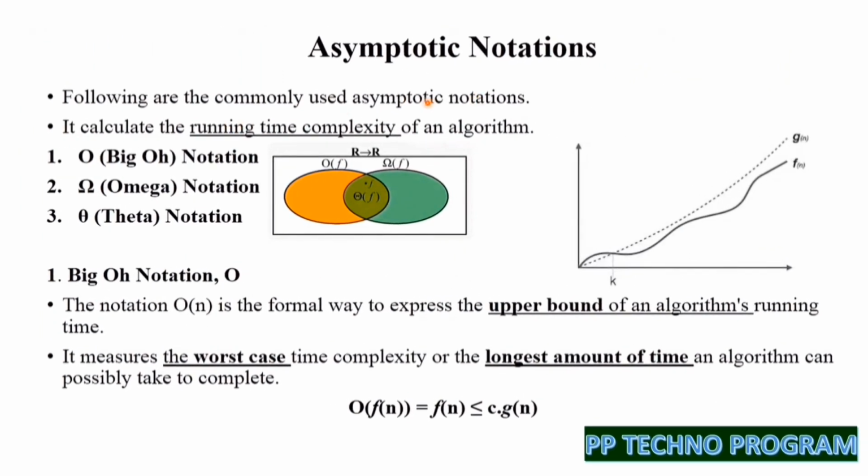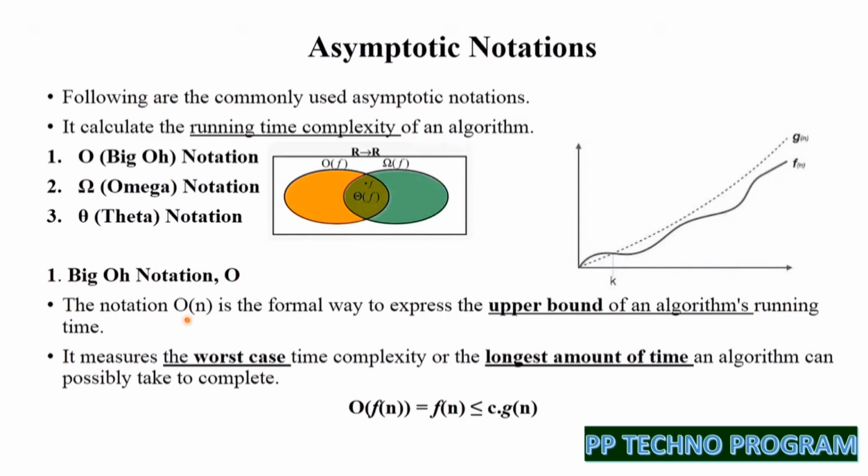Following are the commonly used asymptotic notations. We calculate the asymptotic notations by using the running time complexity of the algorithm. There are only three asymptotic notations: big O, omega and theta. Big O is denoted by big O, omega by omega and theta by theta. So let's see how they are used.